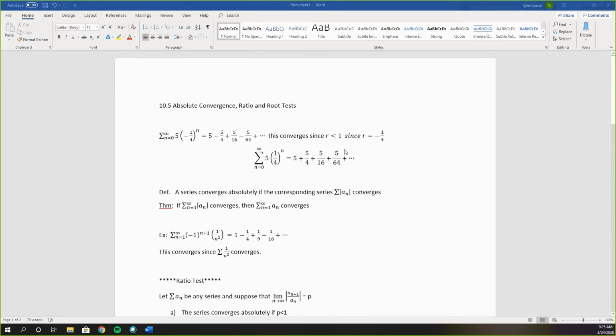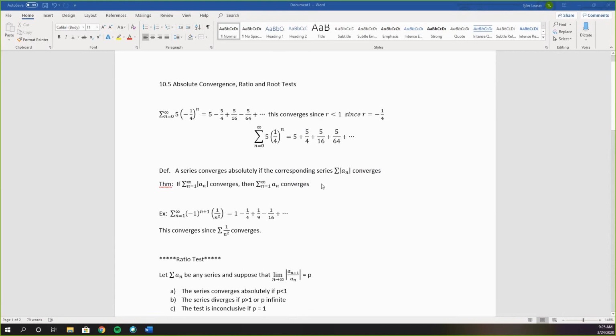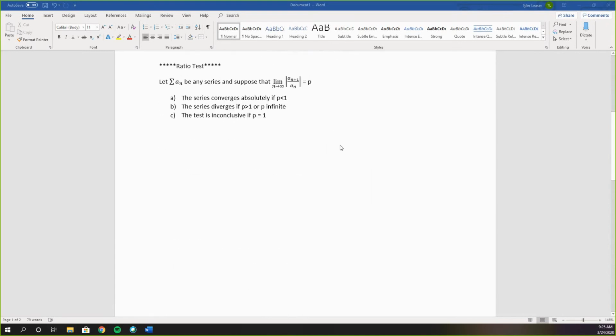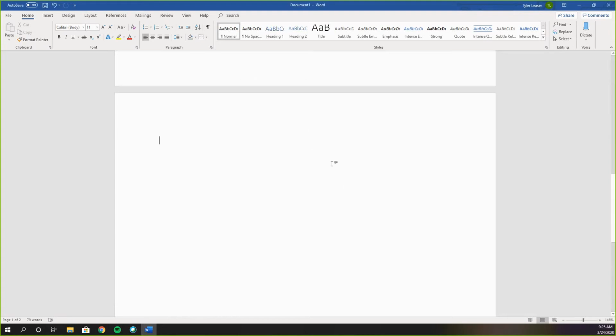Okay, so we just looked at 10.5 absolute convergence. Here we have a couple of definitions. But the most important thing in the last video was this ratio test. We have a series, and we take the limit of consecutive sequence terms of the absolute value as n goes to infinity. If that approaches a number less than 1, it converges absolutely. If that number is bigger than 1, then it diverges. If that number is equal to 1, then the test is inconclusive.